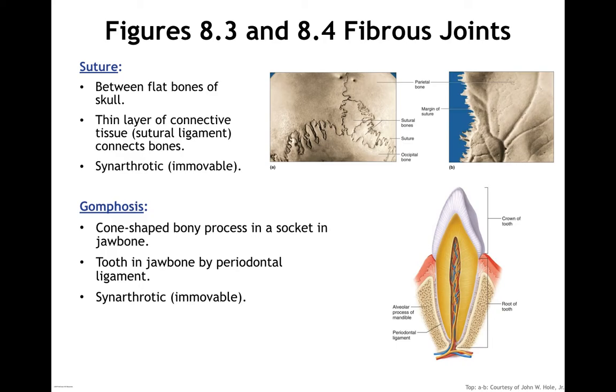A gomphosis is a cone-shaped bony process in a socket, and it's only found in the jawbone. It is where our tooth is embedded in our jaw, and it's held in place by a periodontal ligament. It is a synarthrotic joint. It is immovable. But it's important to remember that your teeth are held with an articulation to a bone.